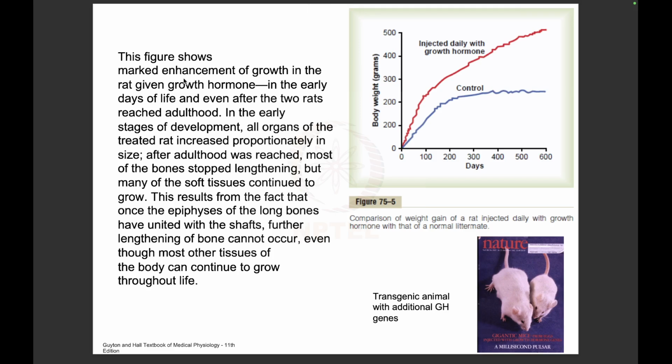Okay, so this figure shows marked enhancement of growth in the rat given growth hormone. In the early days of life and even after two days, the two rats reached adulthood. In the early stages of development, all organs of the treated rat increased proportionately in size. After adulthood was reached, most of the bones stopped lengthening, but many of the soft tissues continued to grow. This results from the fact that once the epiphyses of the long bones have united with the shaft, further lengthening of bone cannot occur, even though most other tissues of the body can continue to grow throughout life.